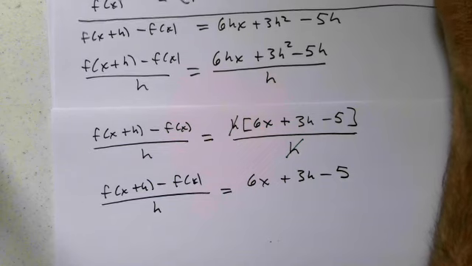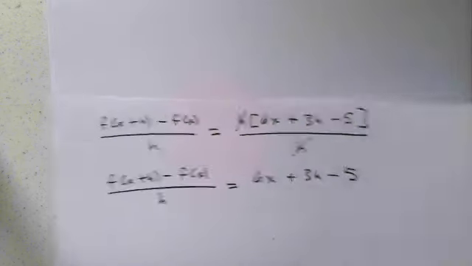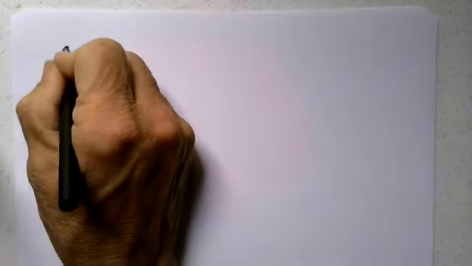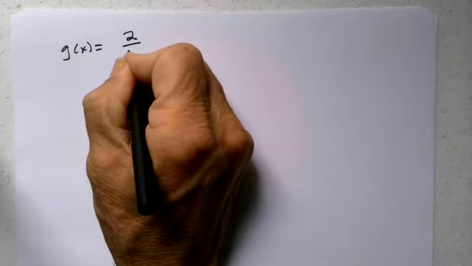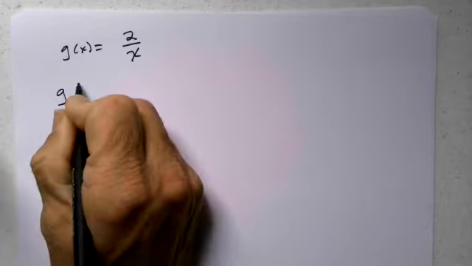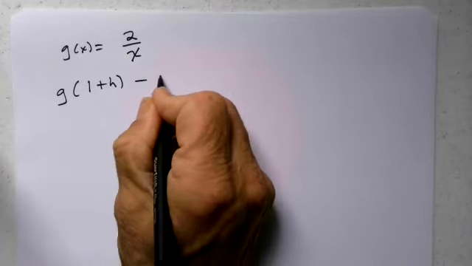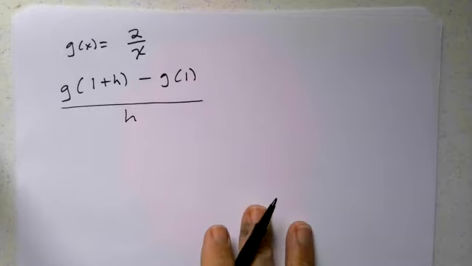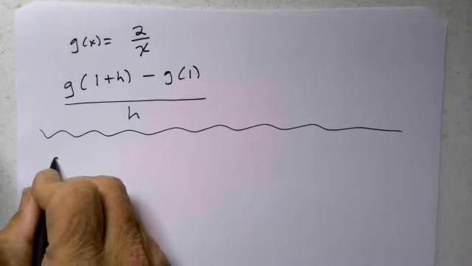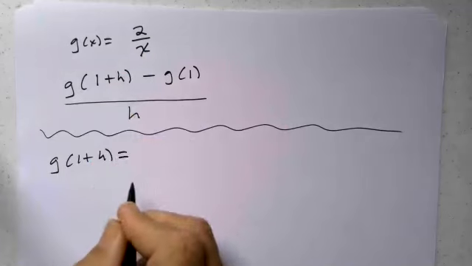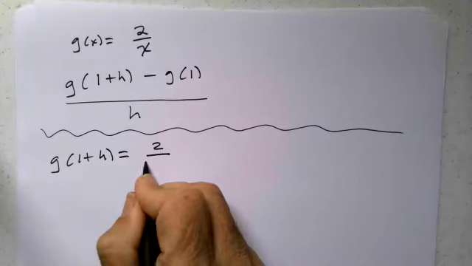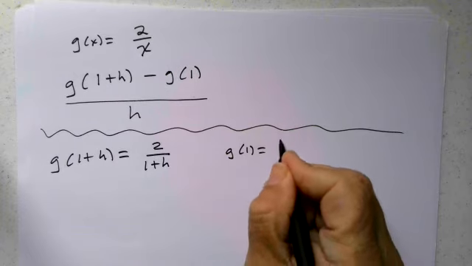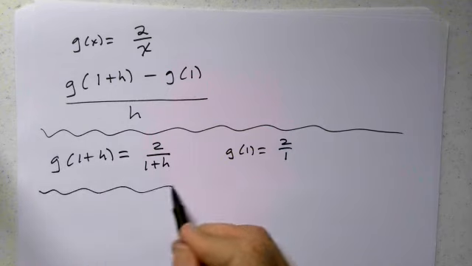Let's go ahead and do one more, maybe that's not quite polynomial in nature. This time, I will say g of x is 2 over x, and this time I want g of 1 plus h minus g of 1 all over h. So same process is involved. We're going to break it in pieces. What's g of 1 plus h? G of x is 2 over x, so it's 2 over something. 2 over what? 2 over 1 plus h. Okay. And what is g of 1? 2 over 1. So I need to do g of 1 plus h minus g of 1.